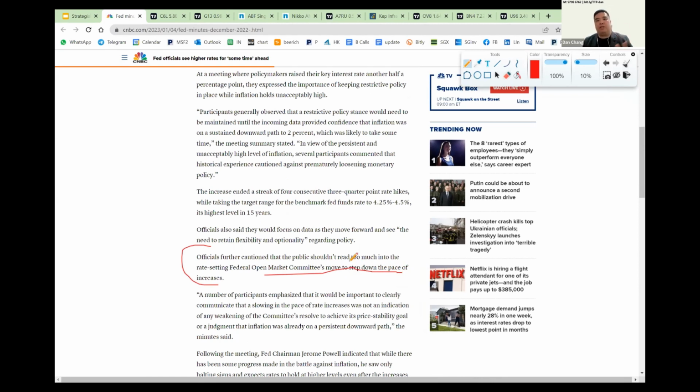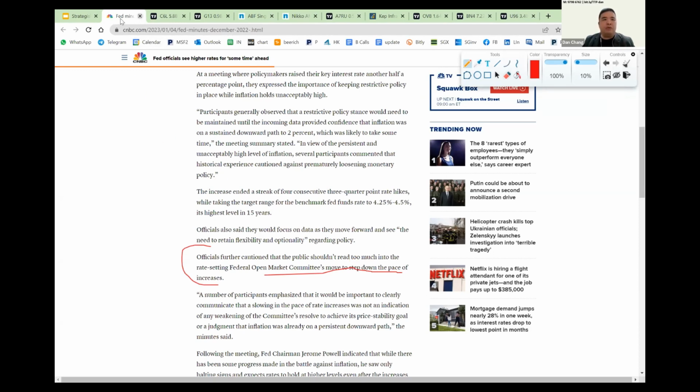So in a nutshell, the Federal Reserve is still very hawkish, despite the fact that the last December meeting was already a lower rate hike at 50 basis points. Before that it was 75. But they are still very hawkish.